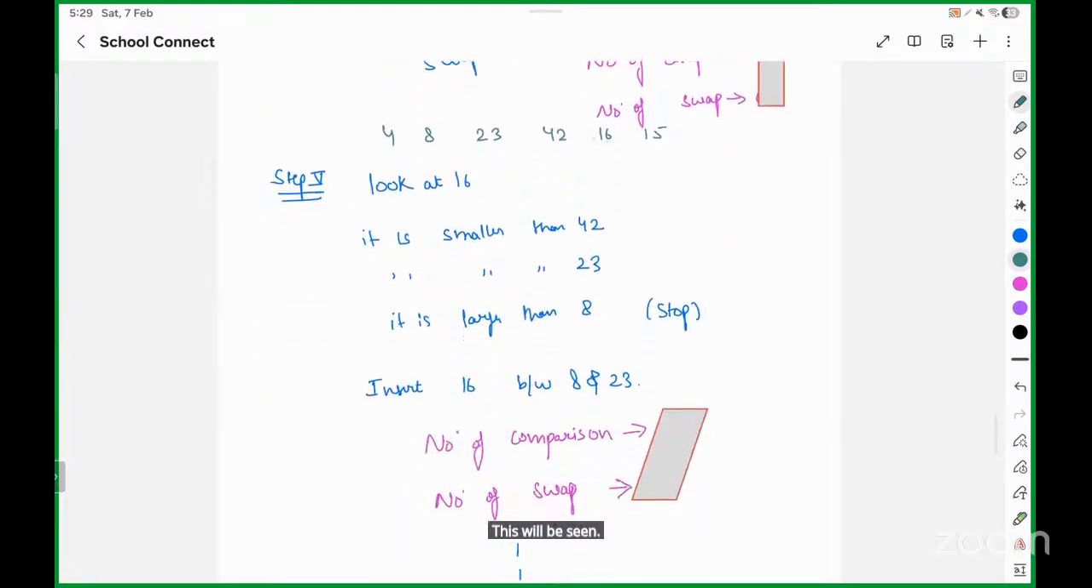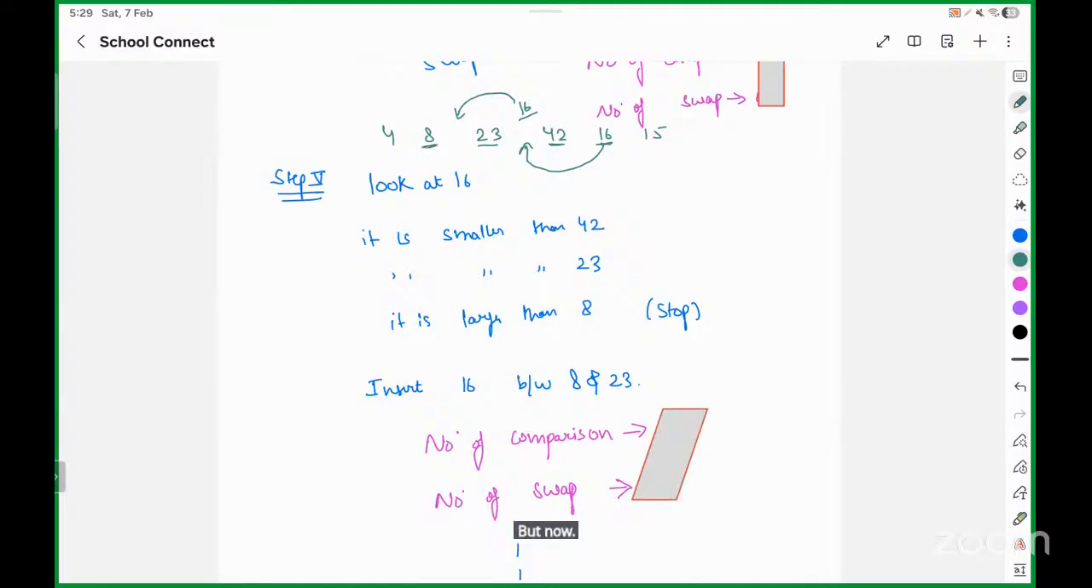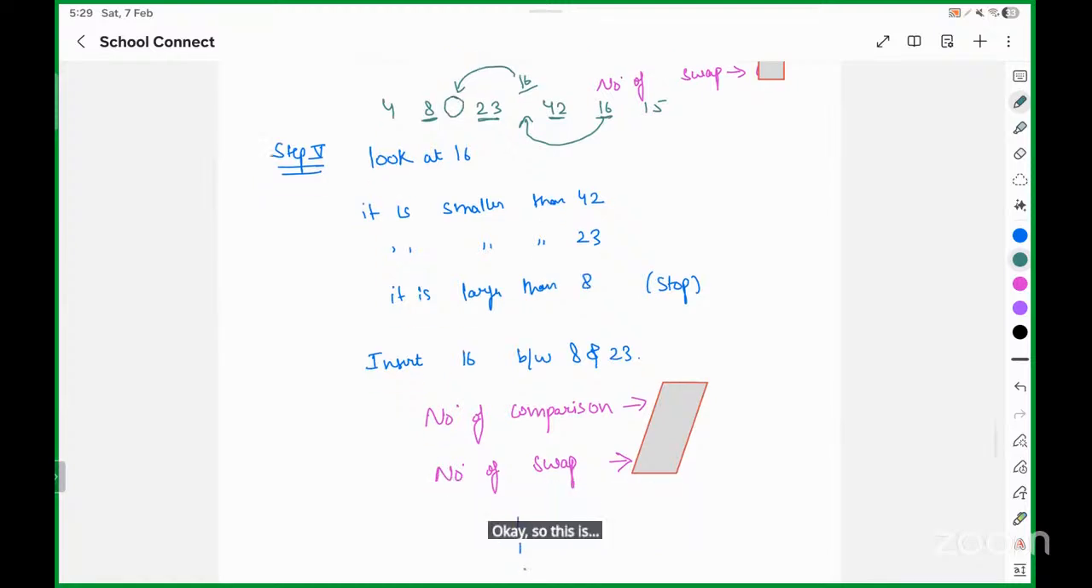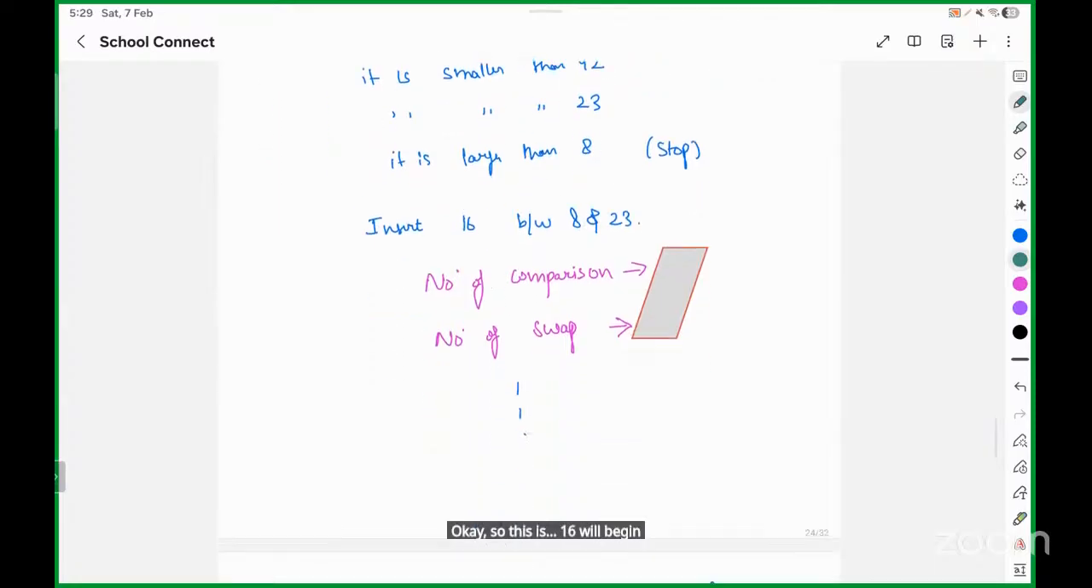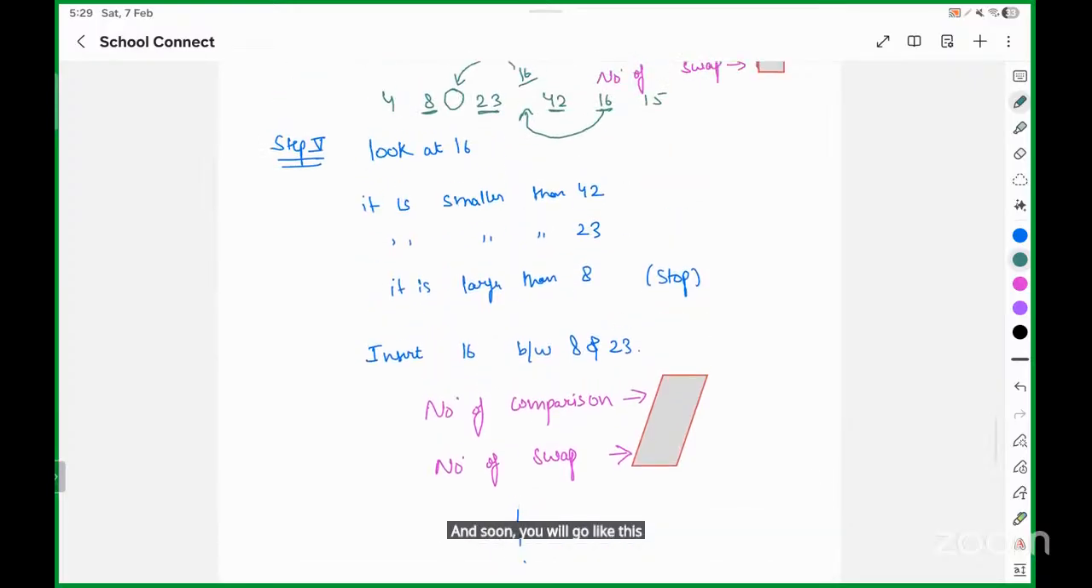Now, if you look at 16 and compare it with 42, it is smaller than 42, so 16 should come here. So you'll swap there and now compare 16 and 23. 16 is also smaller than 23, so you will swap again here. But now since 8 is smaller than 16 and 23 is bigger than 16, 16 will be placed here. So this is 8, 16, and 23. And so on. You will go like this and complete this array.